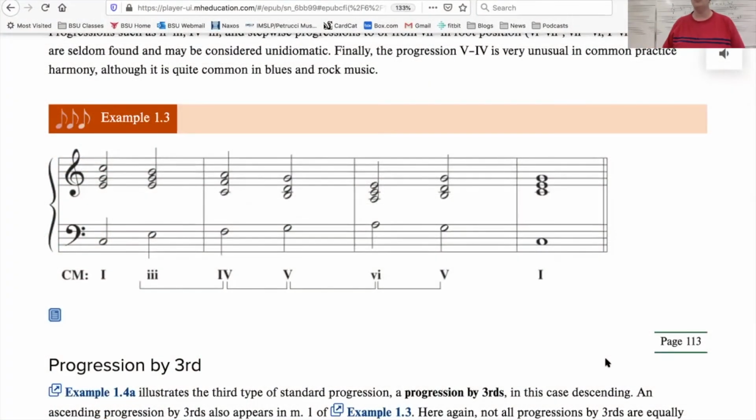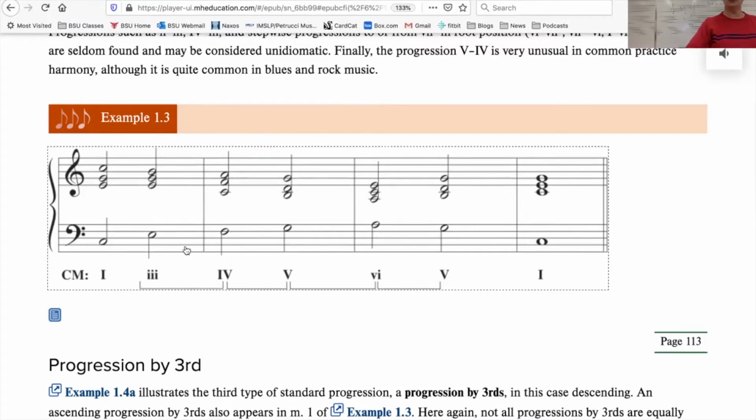Now let me show you root motion by step. When two chords have roots that are a step apart, they don't share any common tones. So the E minor triad here, E, G, B, has no common tones with the F major triad, F, A, C. So here's what you need to do with root motion by step. If the bass is stepping up from E to F, going from root to root, all the upper voices move down. Two of them move by step and one of them moves by third.